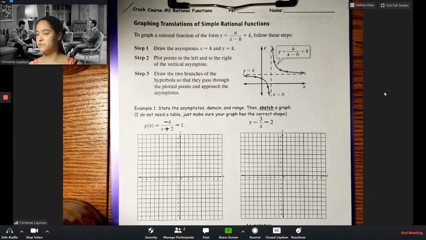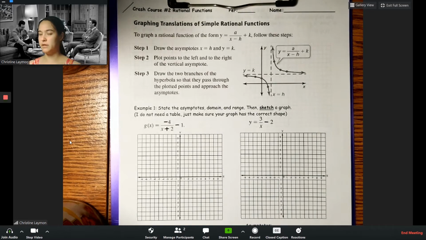The way to do it is to first graph the two asymptotes, then plot points to the left and right of the asymptote. Then draw two branches of the hyperbola so they pass through the plotted points and approach the asymptotes.